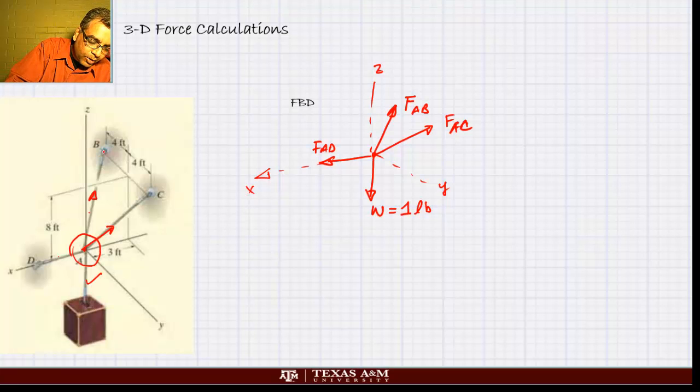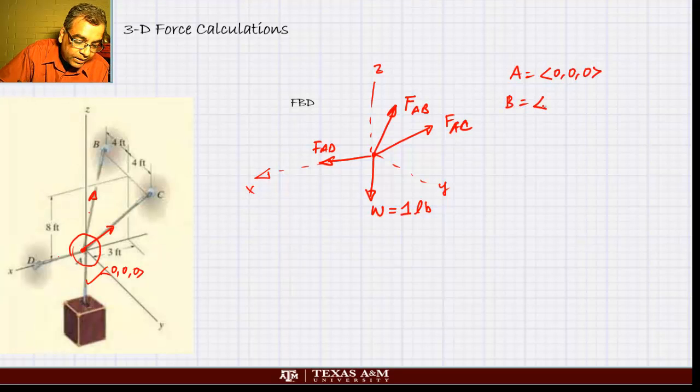Let's look at the point A. That's our origin, 0, 0, 0. That's A. So I'm going to write it out. A is 0, 0, 0. B is, let's see, x component is minus 3. Y component is, let's see, minus 4. And Z component is 8.